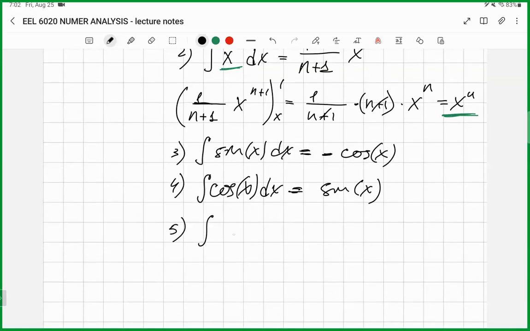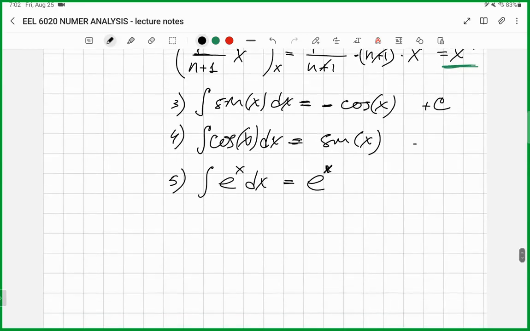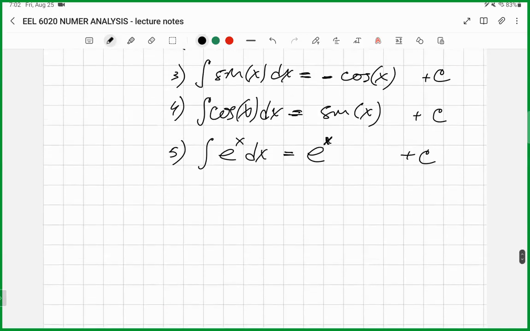For the integral of the exponential function e to the power of x dx, one of the most important formulas, it is still e to the power of x. So integration, differentiation doesn't change the exponential function. And of course, plus c everywhere, plus this integration constant for the unknown integration intervals. We have to add this integration constant.